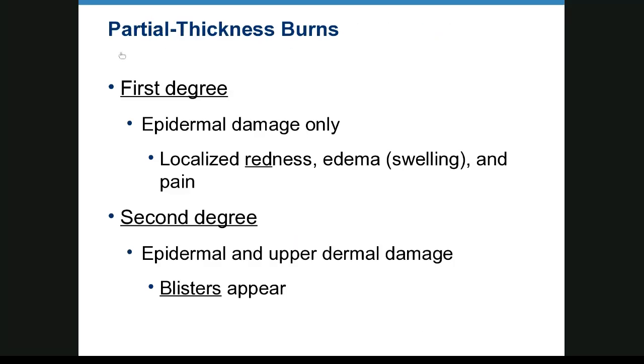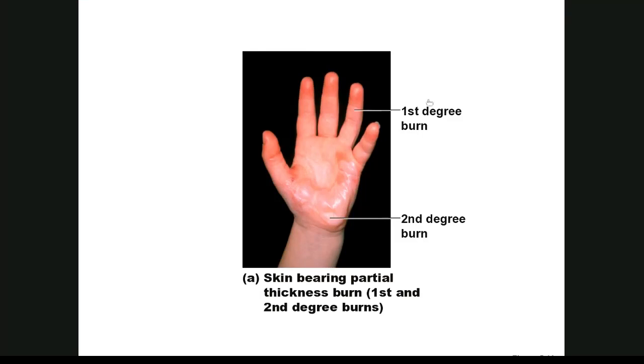Now, partial thickness burns, first-degree burn, epidermis only, localized redness, swelling, and pain. Second-degree burns, you have epidermis and upper dermal damage, and you get blisters. Now, the reason you get blisters is because you actually have separation of the dermis and epidermis, and fluid forms between those. And that blister protects that skin from infection, so they don't need to be popped. This is a little hand here. First degree burn here, second degree burns here.